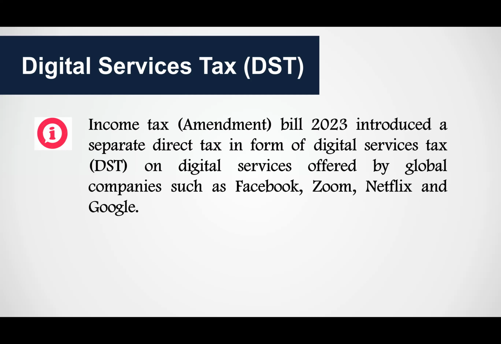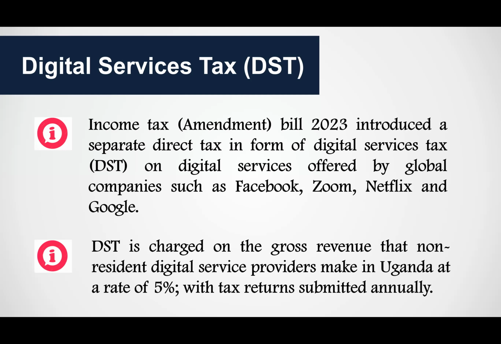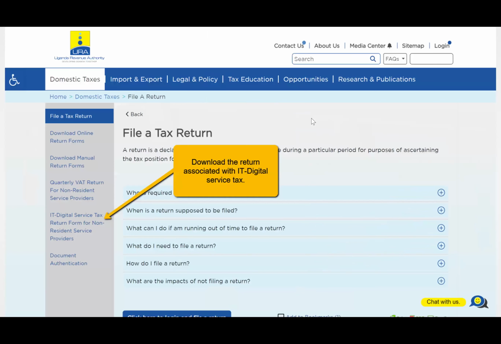Then we have this new one, the Digital Services Tax, the DST. The Income Tax Amendment Bill 2023 introduced a separate direct tax in form of digital services tax on digital services offered by global companies such as Facebook, Zoom, Netflix, Google. This is charged on the gross revenue that non-resident digital service providers make in Uganda, and the rate is 5%, with the tax return submitted annually. So this is for your information as a tax agent. These ones also have their own section here, Digital Services Tax. So that return, you file it right here.